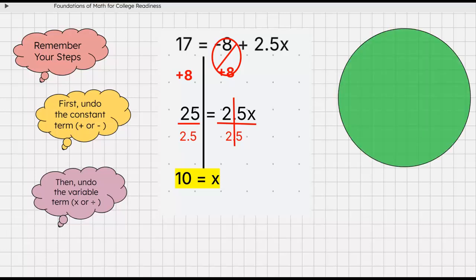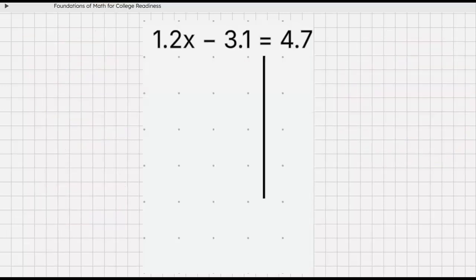Last but not least, check your answer. Your original equation was 17 equals negative 8 plus 2.5x. If we substitute the 10 in for the x, we end up with 17 equals negative 8 plus 2.5 times 10, which is 17 equals negative 8 plus 25. And negative 8 plus 25 is indeed 17. So 17 equals 17. 1.2x minus 3.1 equals 4.7.